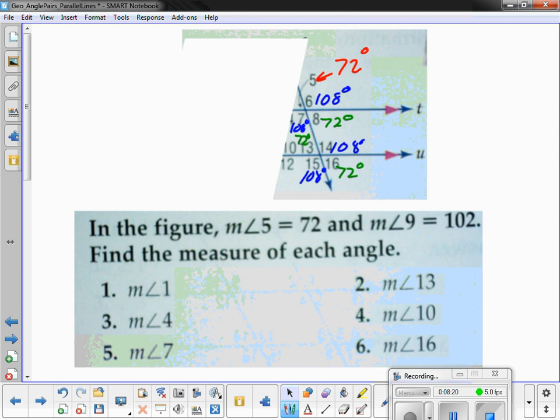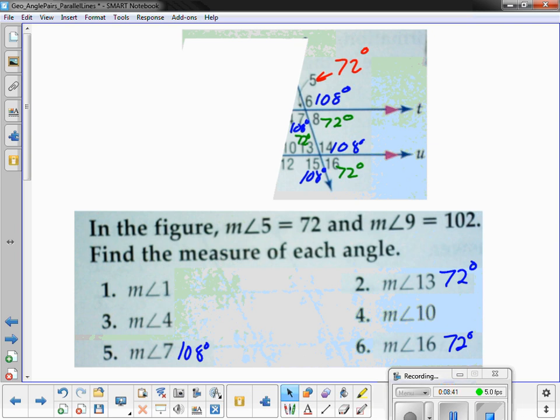So now when I look down here, it asks what's the measure of angle 13? Well, I got angle 13 at 72 degrees. What's the measure of angle 16? I got it at 72 degrees. What's the measure of angle 7? I've got it at 108 degrees. So I've got all those angles already accounted for.